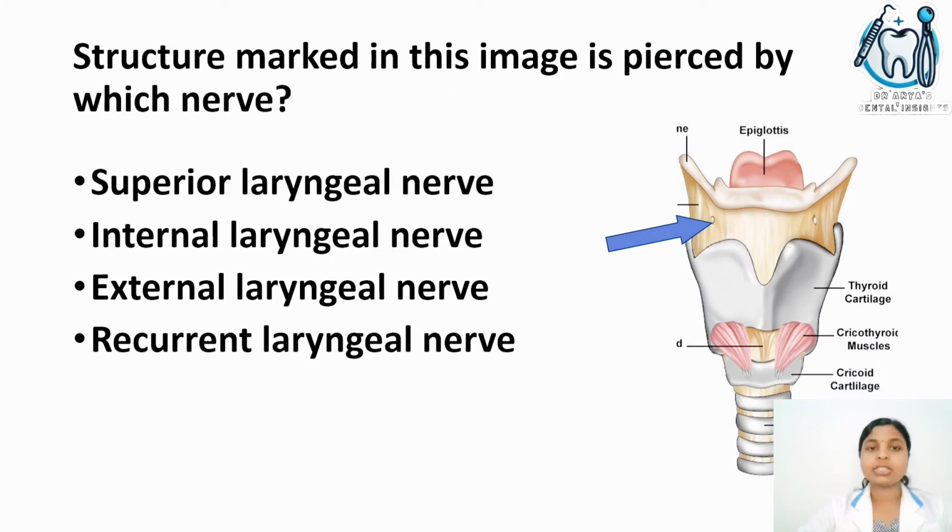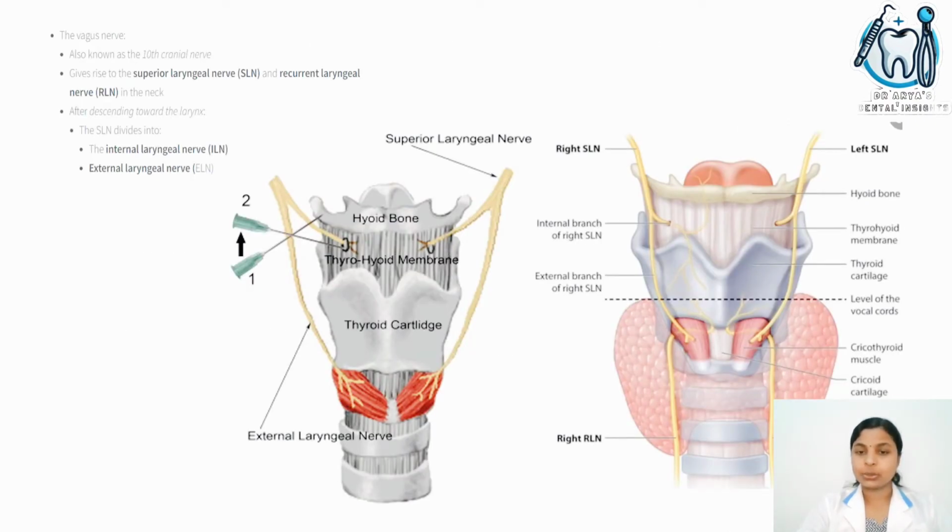So coming to the next question, the structure marked in this image is pierced by which nerve? So this is the marked structure. Which is this structure, and which nerve is pierced through this structure? The options are superior laryngeal nerve, internal laryngeal nerve, external laryngeal nerve, and recurrent laryngeal nerve. So which is correct? So this is the picture.